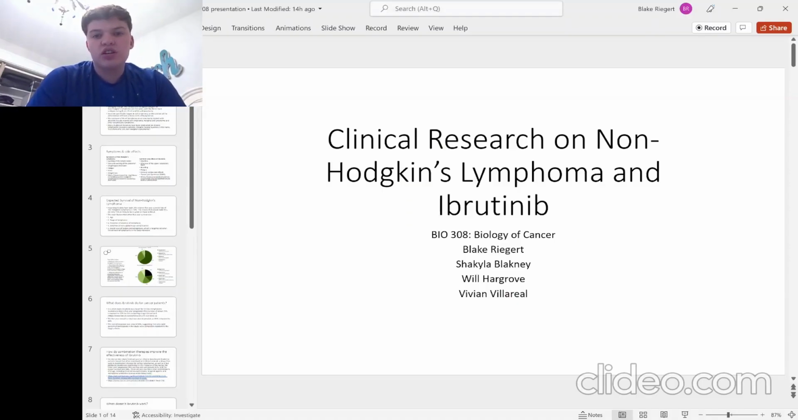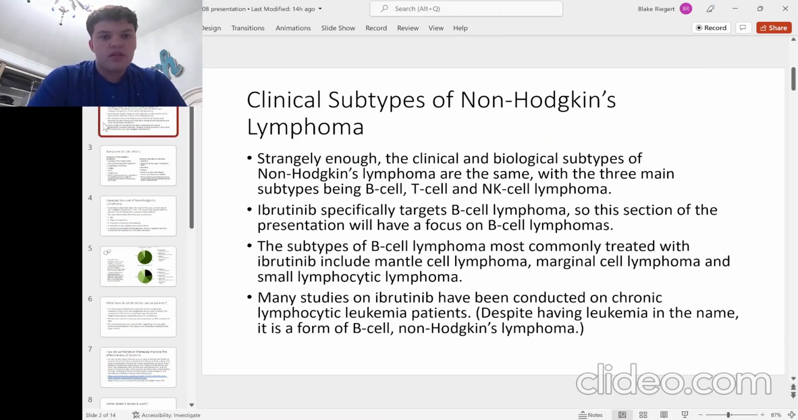This section will focus on clinical research of non-Hodgkin's lymphoma and ibrutinib. Strangely enough, the clinical and biological subtypes of non-Hodgkin's lymphoma are the same, with the three main subtypes being B-cell, T-cell, and NK cell lymphoma. Ibrutinib specifically targets B-cell lymphoma, so this section of the presentation will have a focus on B-cell lymphomas. The subtypes of B-cell lymphoma most commonly treated with ibrutinib include mantle cell lymphoma, marginal cell lymphoma, and small lymphocytic lymphoma, but many studies on ibrutinib have been conducted on chronic lymphocytic leukemia patients, which, despite having leukemia in the name, is a form of B-cell non-Hodgkin's lymphoma.